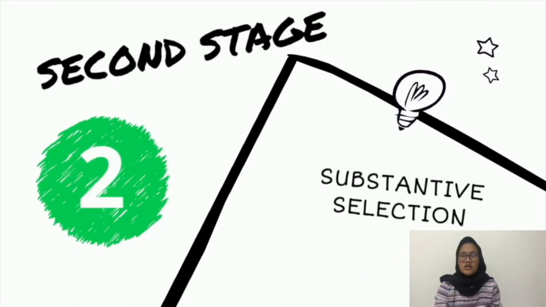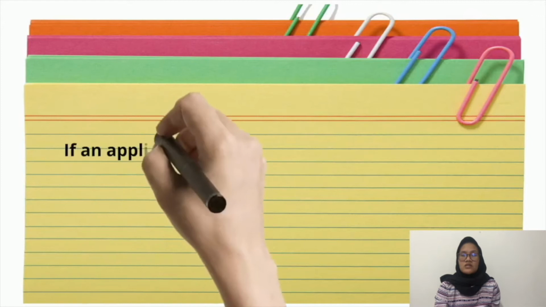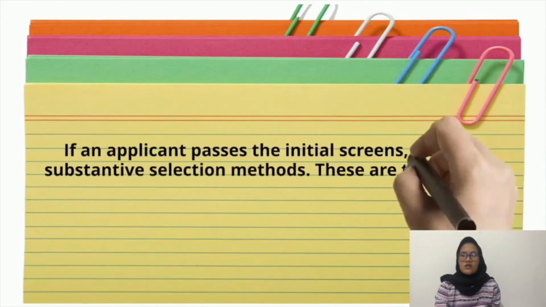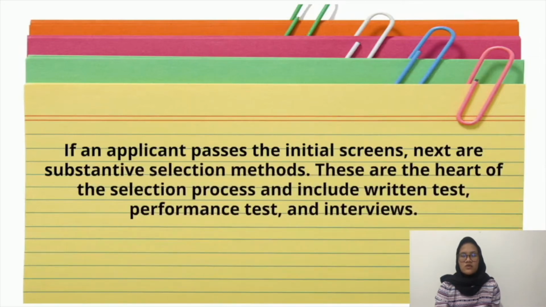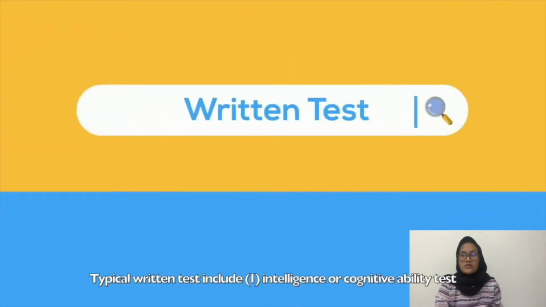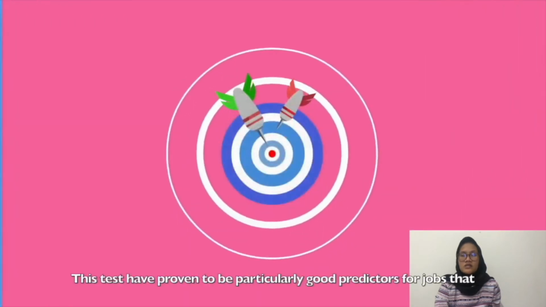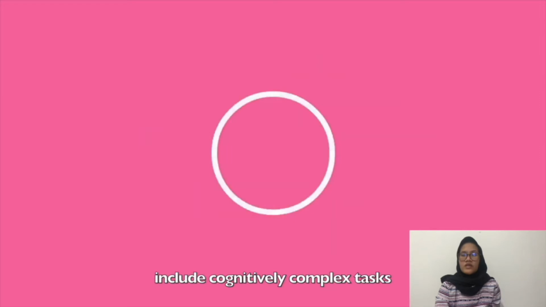And the second stage is substantive selection. If an applicant passes the initial screens, next are substantive selection methods. These are the heart of the selection process and include written tests, performance tests, and interviews. The first is written tests. Typical written tests include, first, intelligence or cognitive ability tests. These tests have proven to be particularly good predictors for jobs that include cognitively complex tasks.